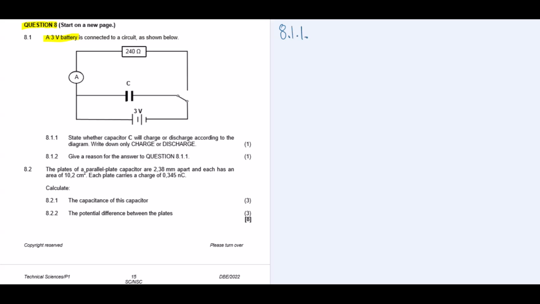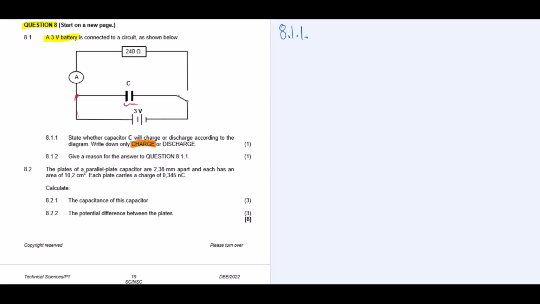it's asking us that we have to state whether the capacitor C, so it means that we have this thing here, it's a capacitor, right? So do you think this capacitor here at C, if we have this kind of connection here, would charge or would discharge, right? According to the diagram, do you think it would charge or discharge? So the best answer for this one is that it will actually charge, right?